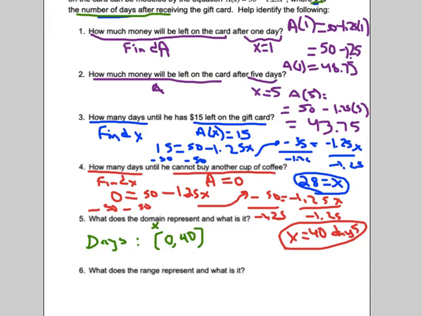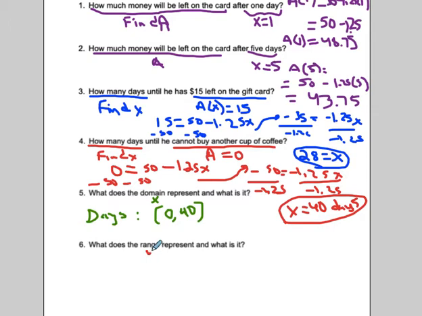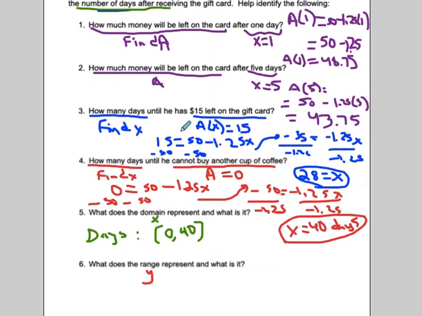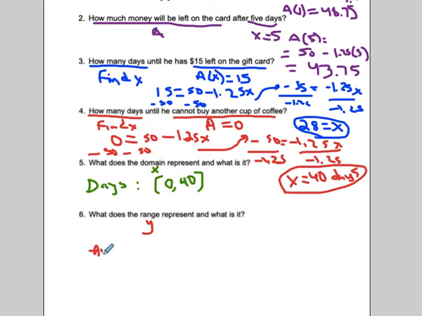The range, what does the range represent? Well, the range is the y values, and the y values in this case are A of x, which means the y value is the A, the amount of money. So the range represents the amount of money left over. And what is our range? Well, how much money did we start with? 50 bucks. That's the most we could have. Domain and range are always written from low to high. What's the lowest amount of money we could have on that card? The lowest we could have is $0. That happens after 40 days. So there's a quick run through of a modeling problem.